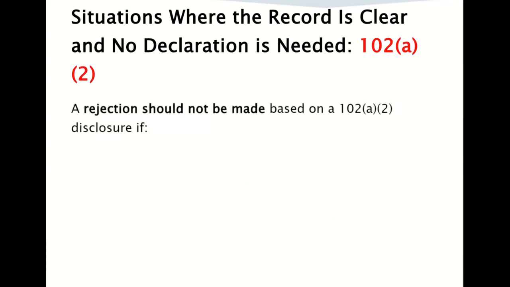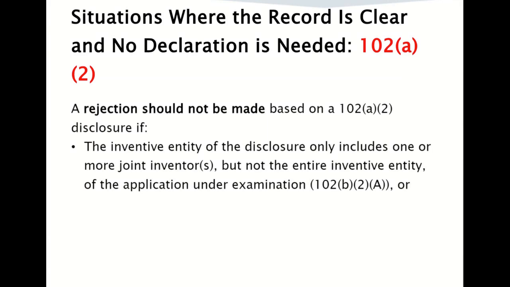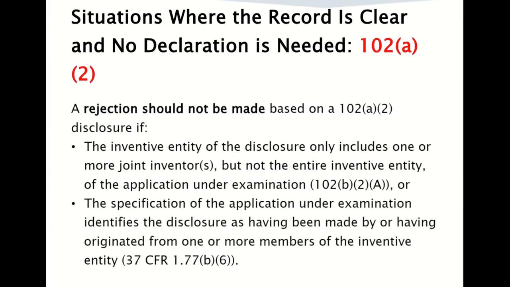Similarly, shown here are two examples of when the examiner would not need to make a 102(a)(2) rejection because an exception clearly applies based on the existing record. In other words, an examiner would not need to require a declaration to invoke an exception. In the first example, the potential prior art disclosure is by one or more joint inventors, but not the entire inventive entity, and does not name anyone else. In the second example, the potential prior art disclosure is identified in the application under examination as having been made by or having originated from the inventor, that is, an inventive entity or a joint inventor. Remember, for a disclosure to be potential prior art under 102(a)(2), it must have a different inventive entity, that is, names another inventor.